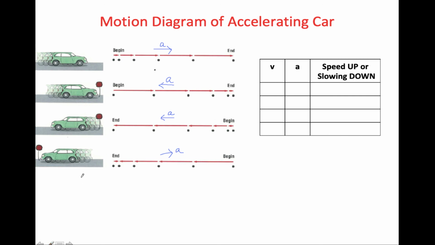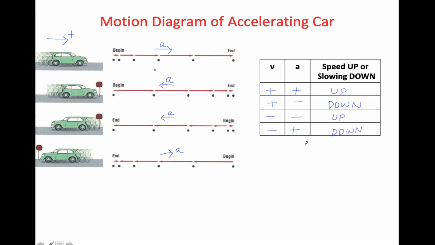For complete analysis of the signs for the situations, we will choose a coordinate system. So for this problem, let us choose positive direction to be to the right. According to this coordinate system, velocity is positive for first diagram and acceleration is also positive and it is speeding up. Similarly, in the second diagram, velocity is positive but acceleration is negative and we can see that it's slowing down. In the third one, velocity is negative and acceleration is also negative, but the car is speeding up. And in the last one, velocity is negative, but acceleration is positive and it is slowing down.